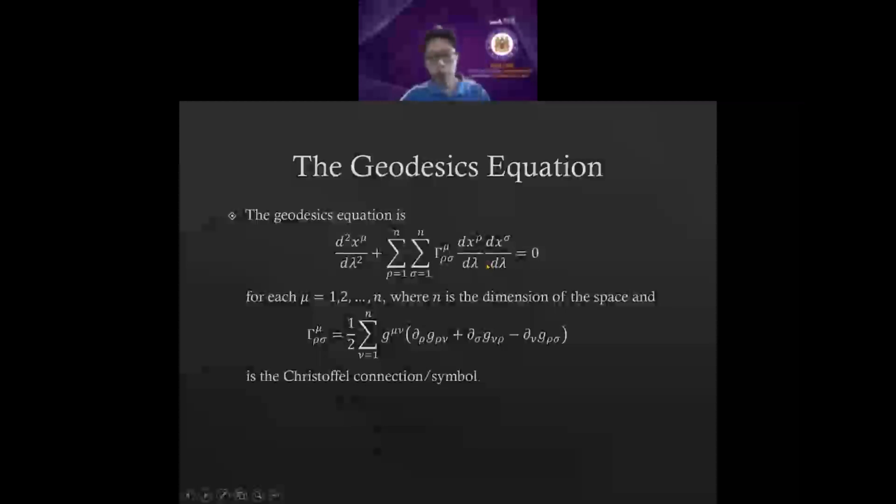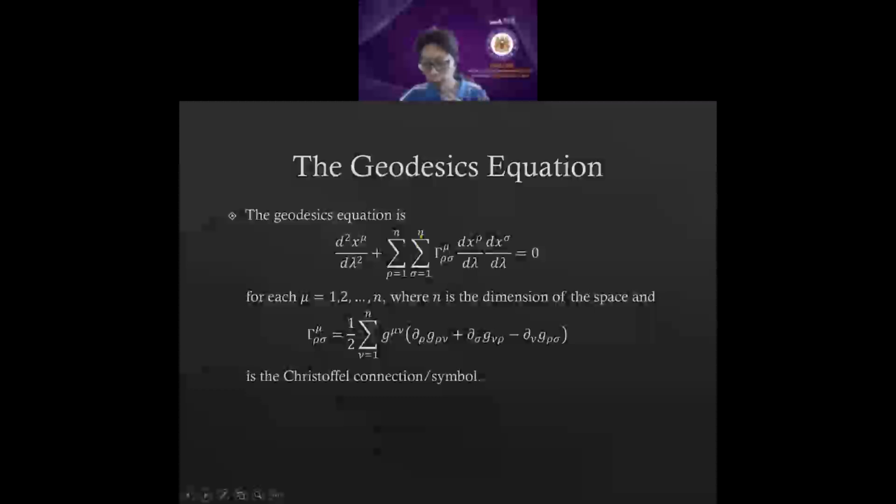Okay, so this is the geodesic equation. It is a second order differential equation, with a second order derivative. Right? For each mu equals 1, 2, 3, etc., where n indicates the dimension of the space, or in the case of space-time, the dimension of the space-time.